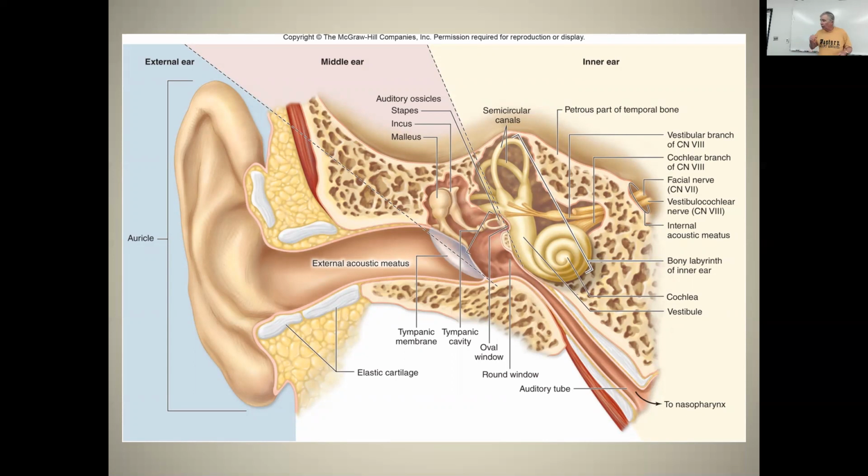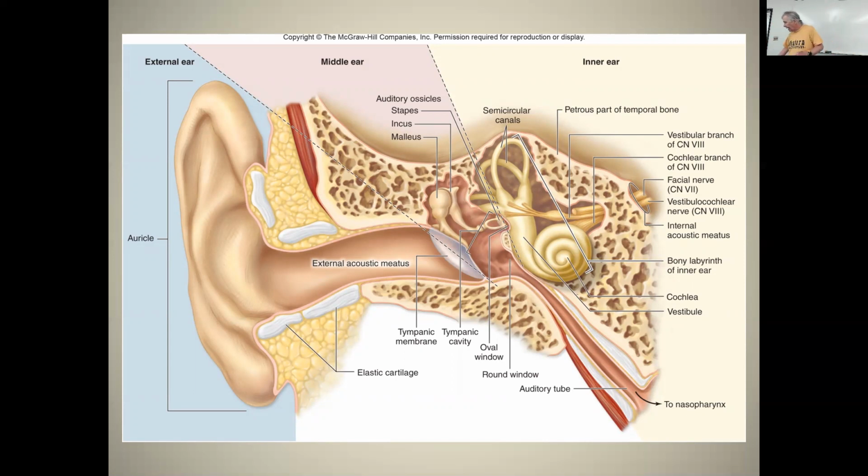Then it enters the cochlea and goes all the way up this spiral to the top, to a place called the helicotrema. The waves come back down, and they leave via another window called the round window. So the waves enter the cochlea at the oval window, and they leave the cochlea at the round window.